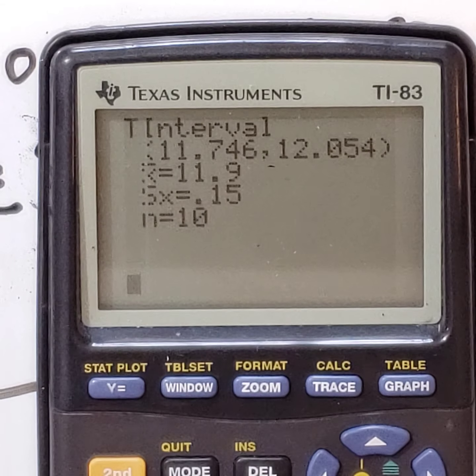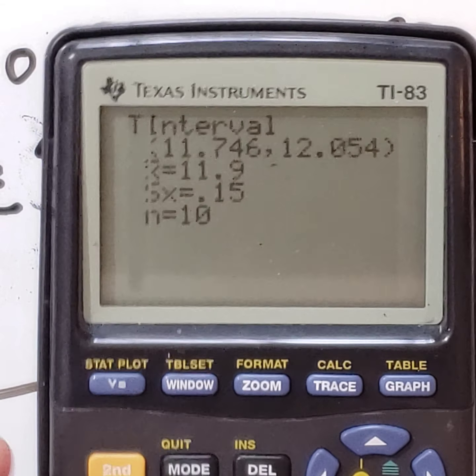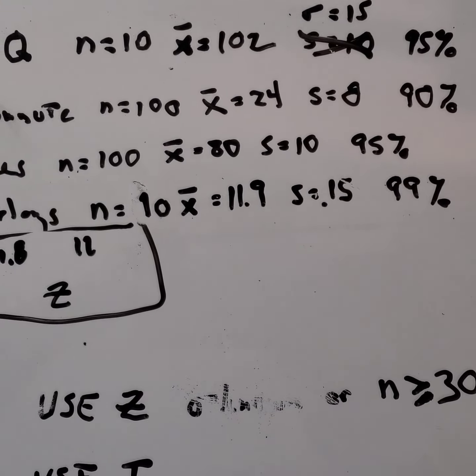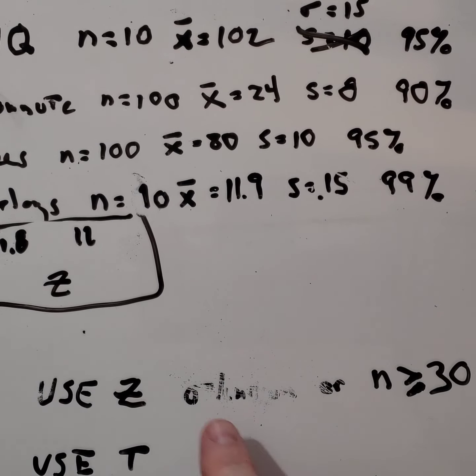Nothing to practice here, just you need to know that distinction. Again, if you know sigma, I erased it. If you know the population standard deviation, you're good to go with the z-test. If your sample's at least 30, you're good to go with the z-test. Otherwise, you need to use the t-test. Next time.